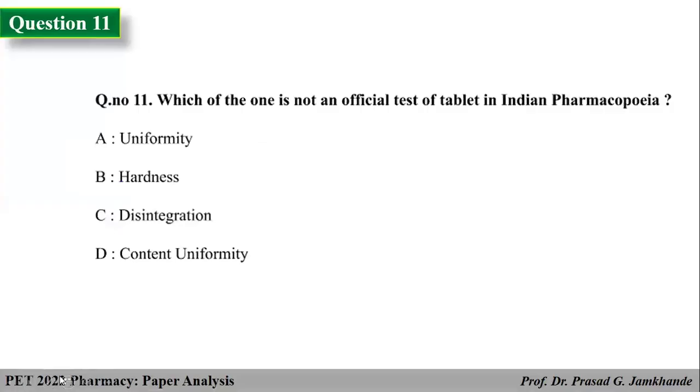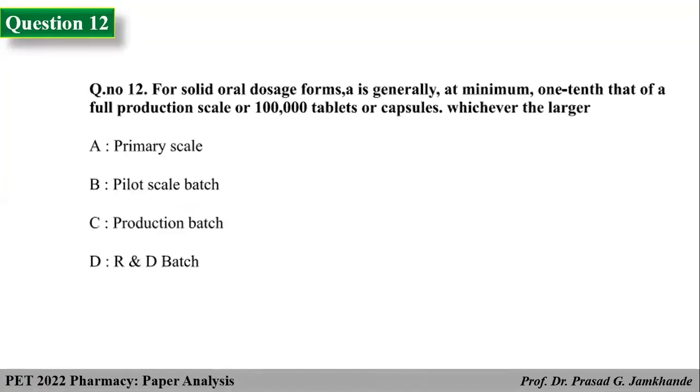Which one is not an official test for tablets in the Indian Pharmacopoeia? The Indian Pharmacopoeia gives the official tests for the validation or evaluation of different dosage forms. For example, in case of the tablet, uniformity, disintegration, and content uniformity are the official tests, whereas hardness is not an official test. Actually, official tests help to determine the physical, chemical, mechanical, and biological properties of different dosage forms. So the correct answer is the second option, hardness.